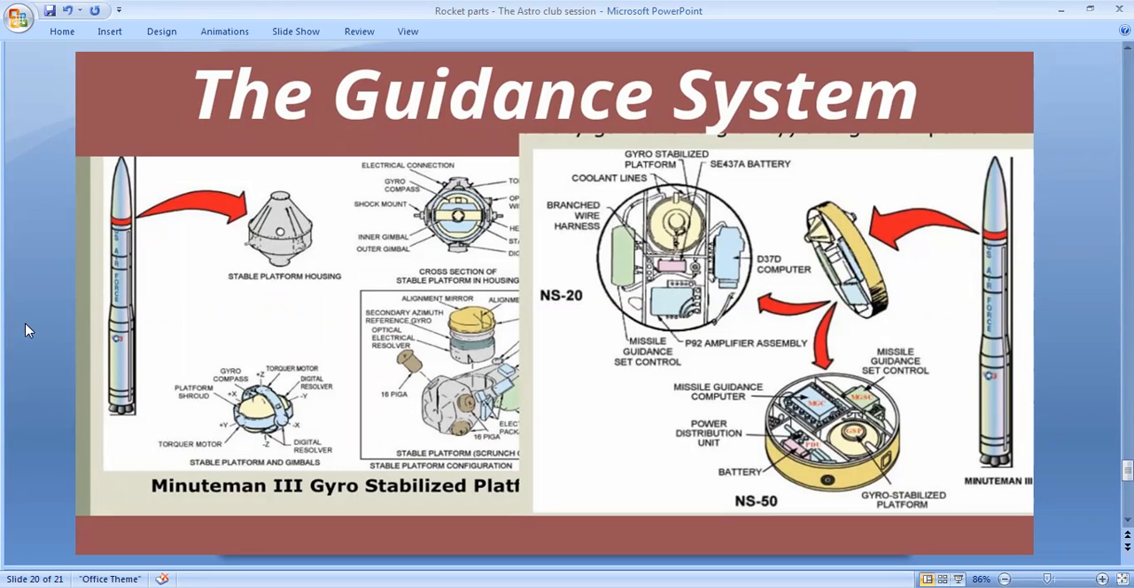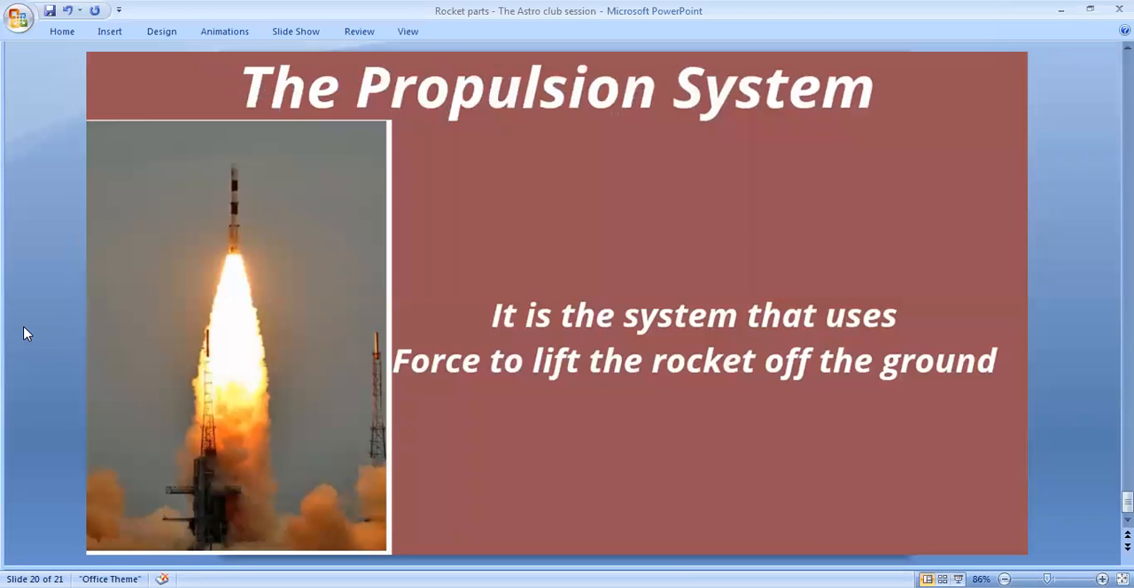Did you all understand about the guidance system? Yes, sir.